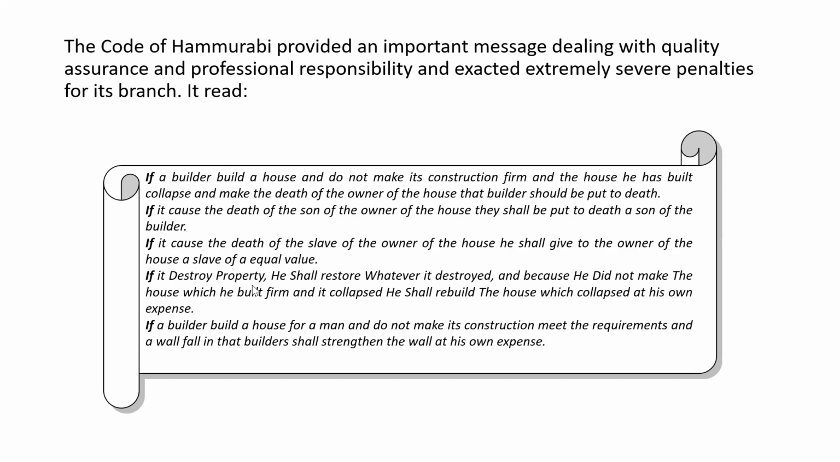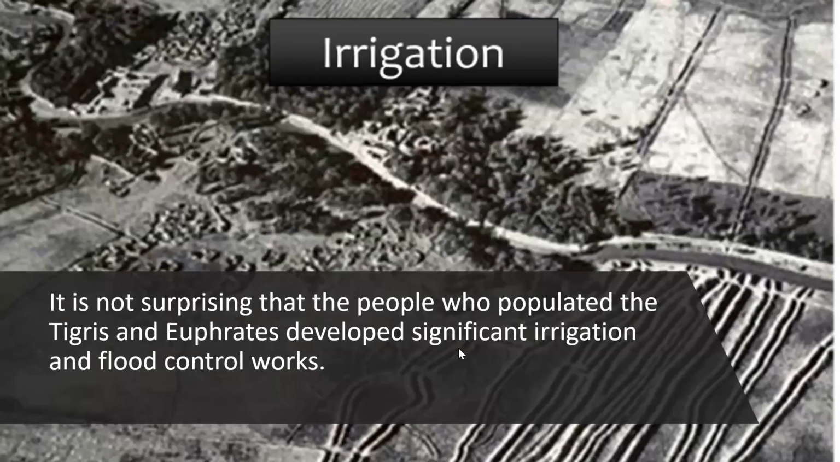Yeah, if it destroys property, he shall restore whatever he destroyed. And because he didn't make the house which he built firm and it collapsed, he shall rebuild the house which collapsed at his own expense. So it is like ganti rugi, right? The next one is if a builder builds a house for a man and does not make its construction meet the requirement, tidak sesuai dengan ketentuan atau persyaratan atau kualitas, and a wall falls in, that builder shall strengthen the wall at his own expense. Jadi, so it needs to repair or strengthen the wall at the builder's own expense.